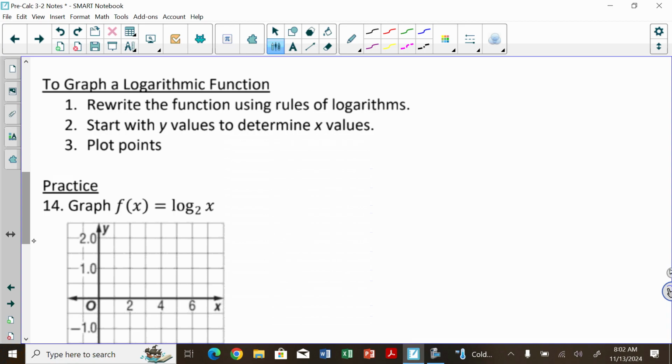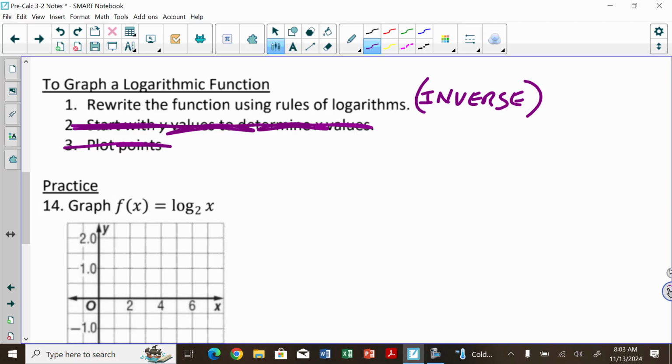Now, I want to rewrite this. I don't like the way that this is written, so I'm going to cross this out and write something else here. First thing you want to do is rewrite the function using the rules of logarithms. Remember that these are inverses of each other: the inverse of a logarithm is an exponential form and vice versa. So we can rewrite it in that form. Then I want you to make a table. Number 2, to me, is make a table for the inverse function.